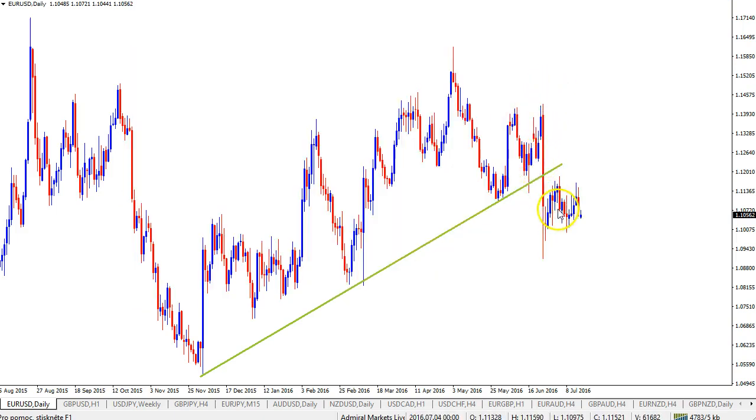And that's basically true. We saw, of course, a huge fall on the pound, and a pretty substantial rise. But on the Eurodollar, price is just going sideways, more or less. It did break the support trend line during the Brexit vote, but after that, it has gone flat. It has not moved anywhere.